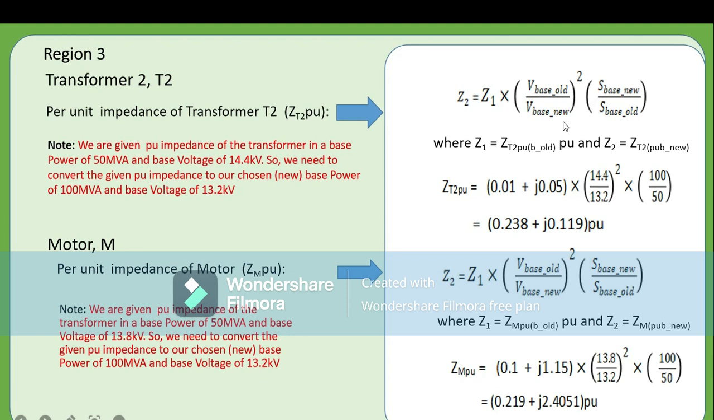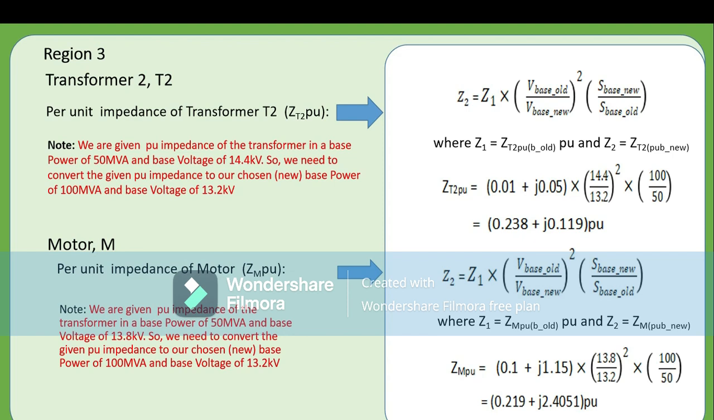So when we put in all the values as we're given, we will see that ZT2, the impedance of transformer T2 in per unit, will be equal to the old impedance, which we are given to be 0.01 plus, and then this is the old voltage, this is the new voltage. Because we know that T2 is in region 3. Now we are using the secondary side of transformer T2.